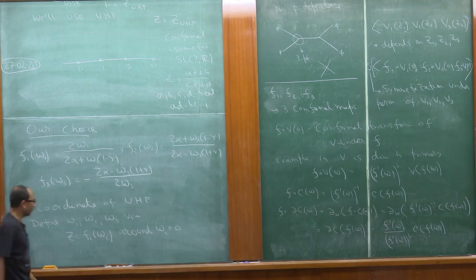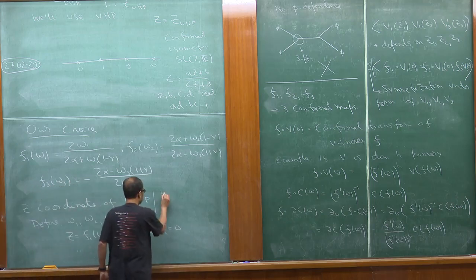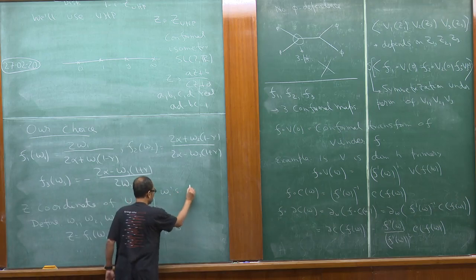Okay. So, these w_i's are known as local coordinates.